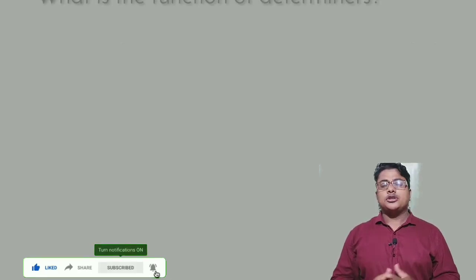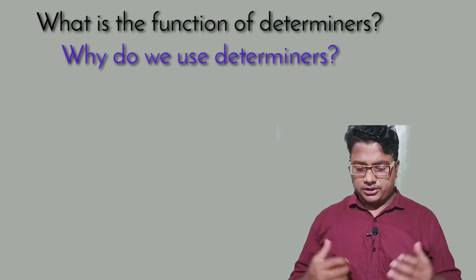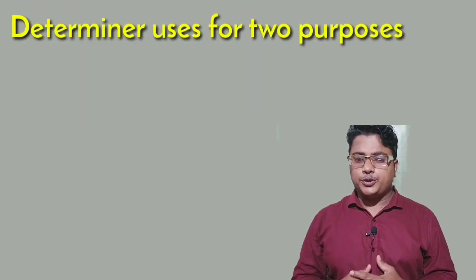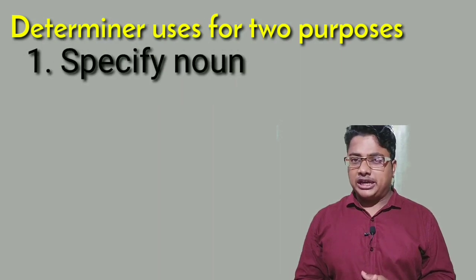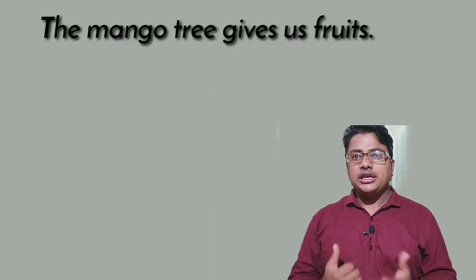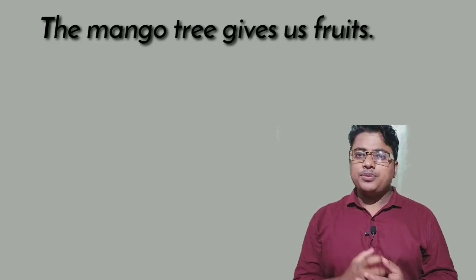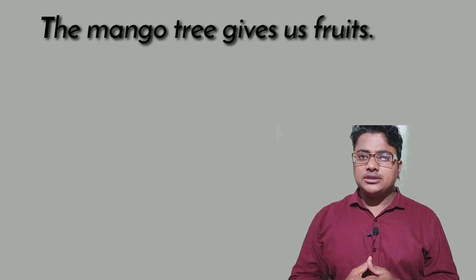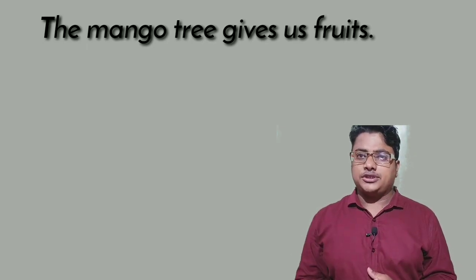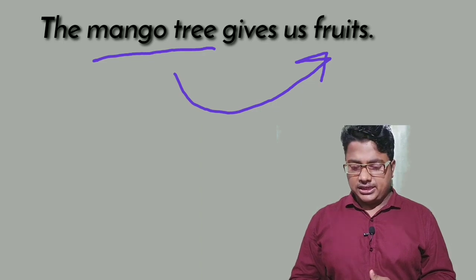However, what is the function of determiner? Why do we use determiner? We use determiner for two purposes. One is to specify noun. For example, the mango tree gives us fruits. Here we specify what type of trees, what kind of trees give us fruits, mango fruits. Of course, here indicated the mango.